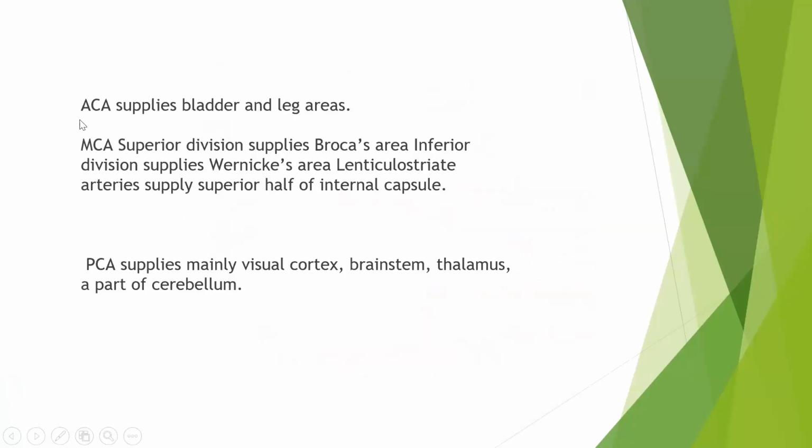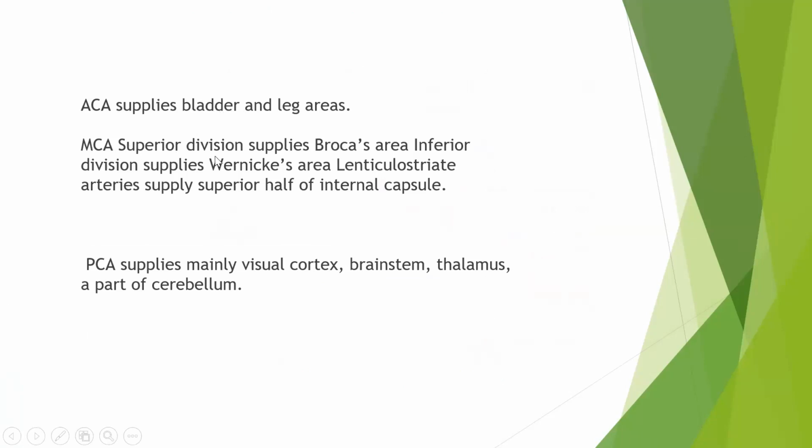So ACA, the anterior cerebral artery, supplies the bladder and leg areas. Predominantly when ACA is involved, the leg area is commonly involved, and so the patient will have lower limb weakness. Just a reminder: anterior cerebral artery means the lower limb will be predominantly involved, as well as the bladder area.